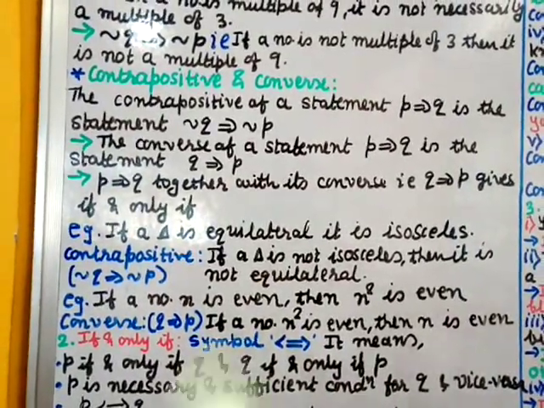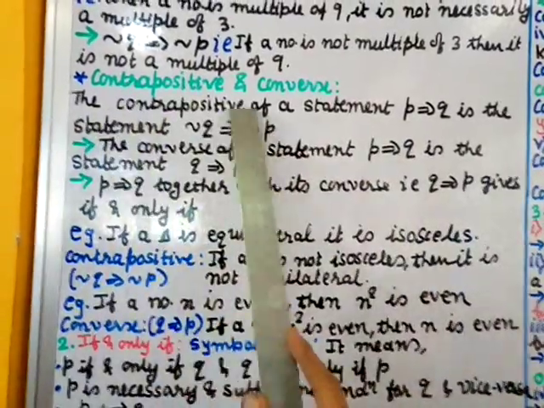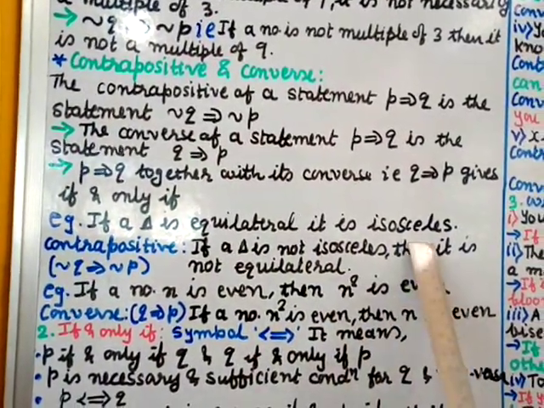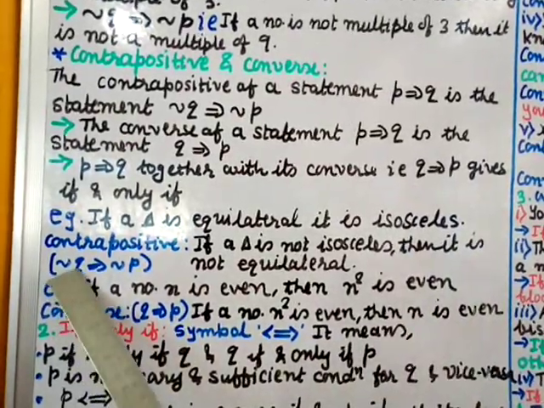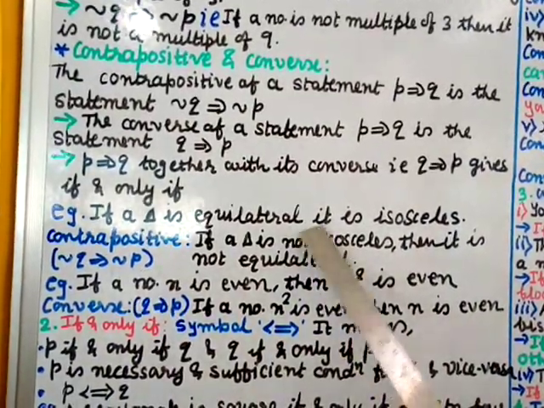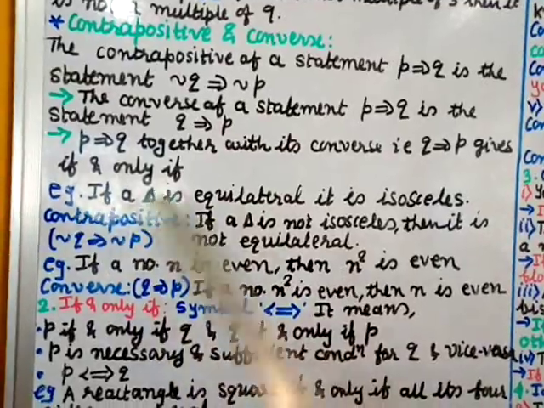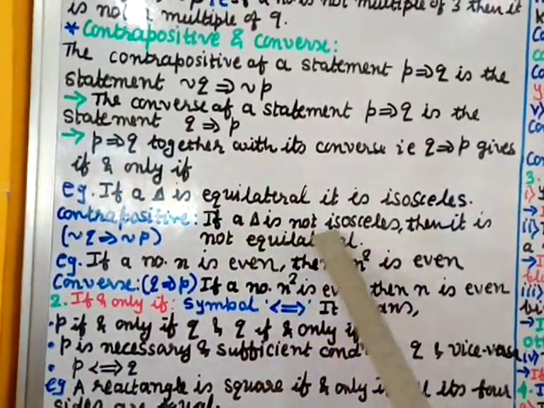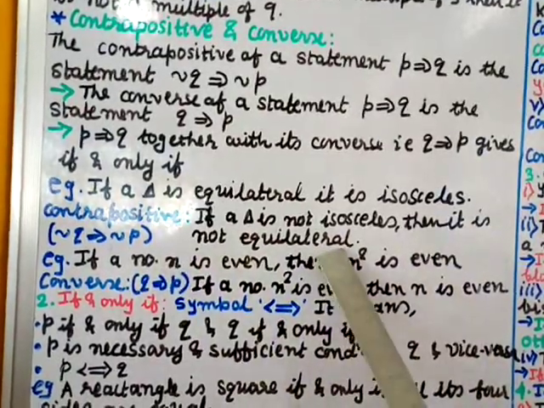Let us take an example for the first one, that is, for the contrapositive. If a triangle is equilateral, it is isosceles. So contrapositive means not Q implies not P. So this is P and this is Q, and we write not Q implies not P. So if a triangle is not isosceles, then it is not equilateral.